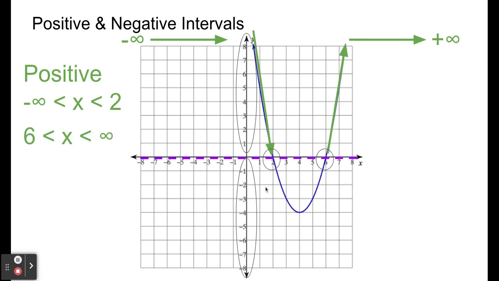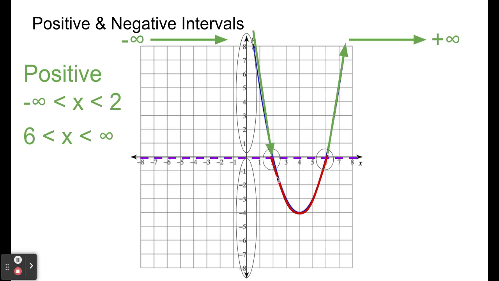The remainder of the graph, this piece below the x-axis, again, those are where our y values are negative. So this is the negative interval of our graph. This is where our graph is negative or our y values are negative. But again, we're looking for the x values that represent where our graph is negative. So what are the x values for which our graph is negative?